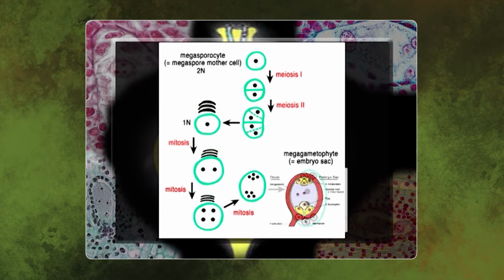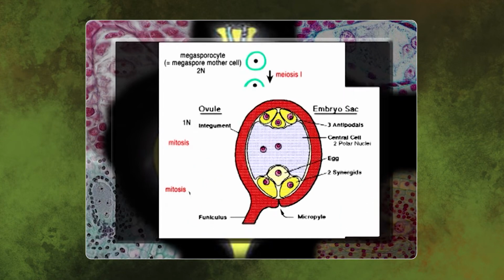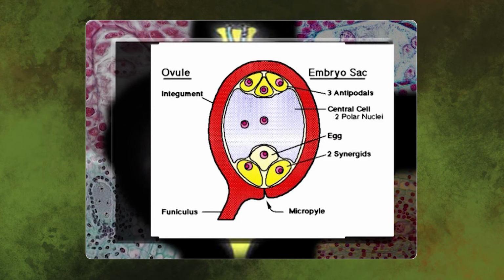Of the 8 nuclei arising in this manner, 3 at the micropylar end give rise to the egg and 2 synergids. 3 at the chalazal end give rise to antipodal cells, and the remaining 2, one from each pole, fuse in the center to form a secondary nucleus.